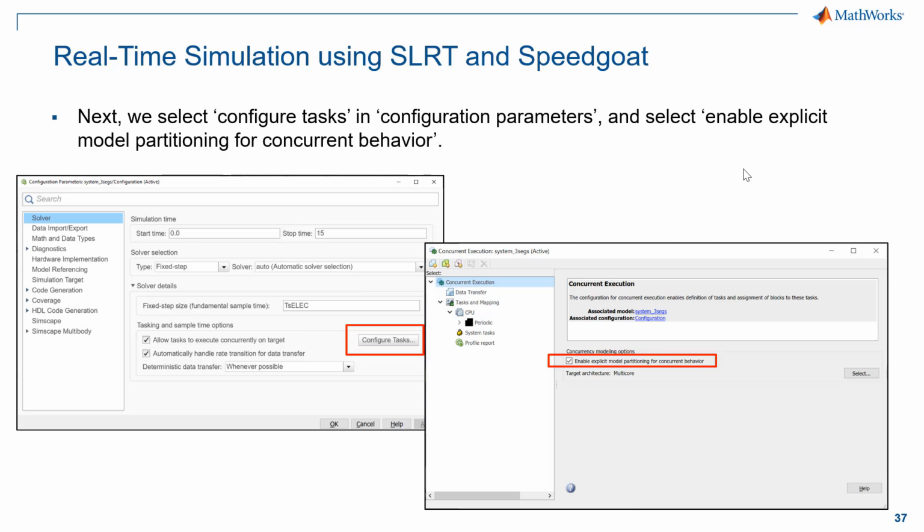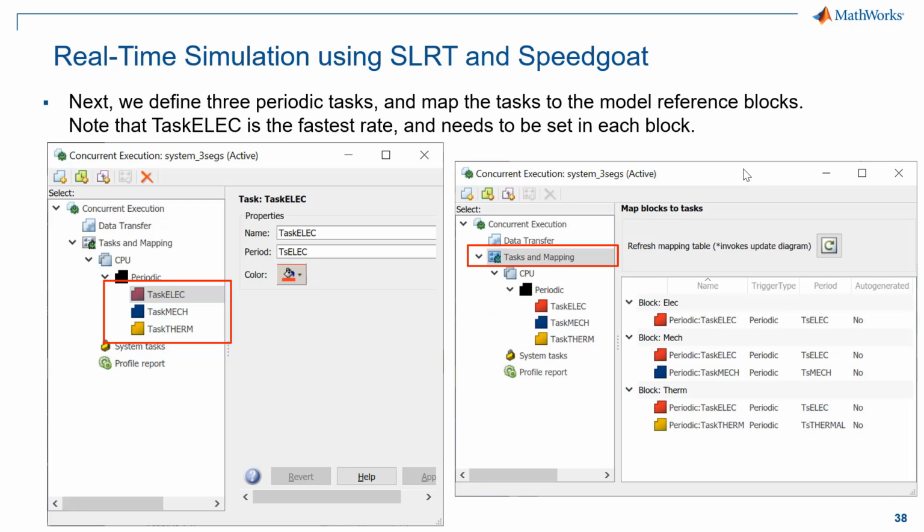Next, we go into configuration parameters and we select configure tasks and then select enable explicit model partitioning for concurrent behavior. Once we have done that, we can explicitly define periodic tasks. So we define 3 in this case: task elect, task mech, and task therm for the electrical system, the mechanical system, and the thermal system. Note that your fastest rate needs to be set in each block.